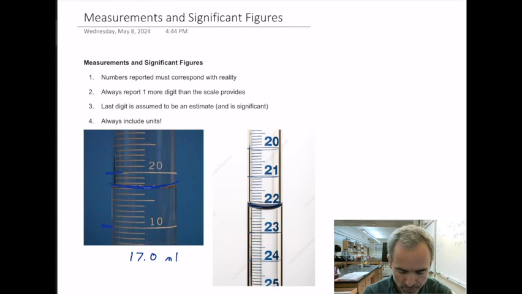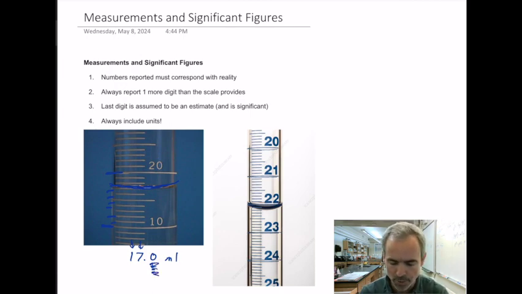Now, let's look at each number. So we know the tens place right here, no problem, right? It's 10, but it's not 20. That's this number. The 7, we know for sure that corresponds with the reality because we're all the way up to the 7th mark. Now, this last number reported, that is an estimate. We're saying that that's right on the line, okay? And that number, again, is significant. You could have said it's 17.1 milliliters, and that also would have been correct, saying it's a little bit above the line. Again, that last number is an estimate.